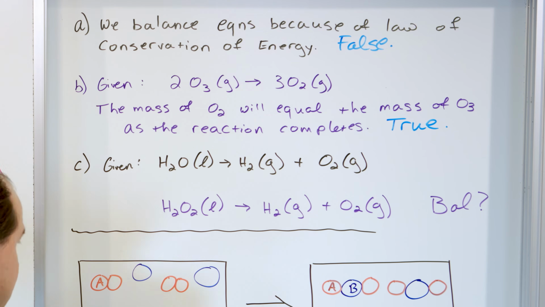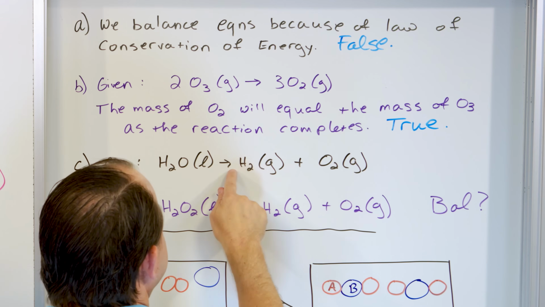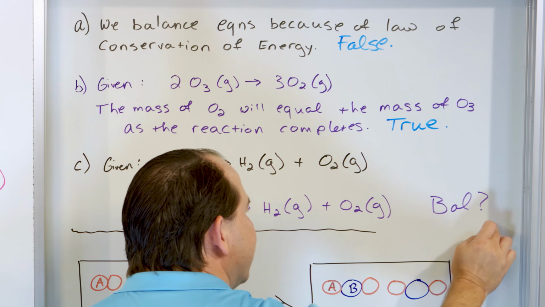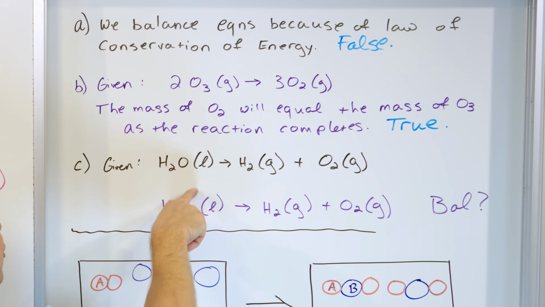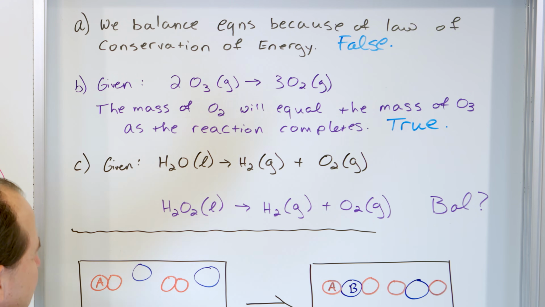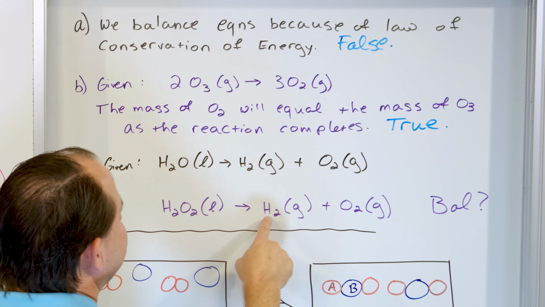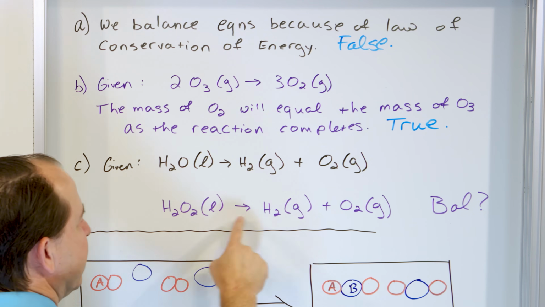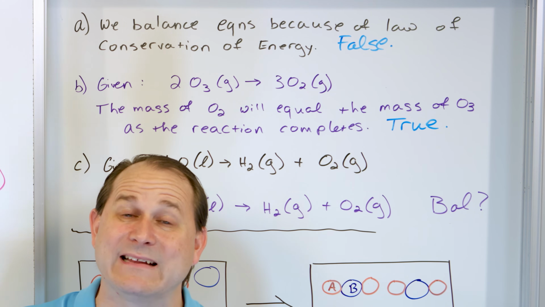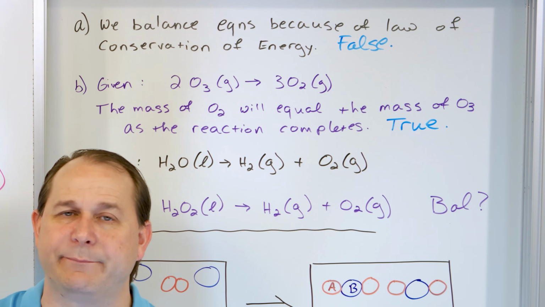Given H2O is a liquid, yielding or breaking down into H2 gas plus O2 gas, can I balance this equation by simply adding a 2 as a subscript under the oxygen? It's a little trick question. You say, well, I have 2 hydrogens, 2 hydrogens. I have 2 oxygens, 2 oxygens. It's balanced. But the problem is you cannot balance a chemical reaction by changing the subscripts.